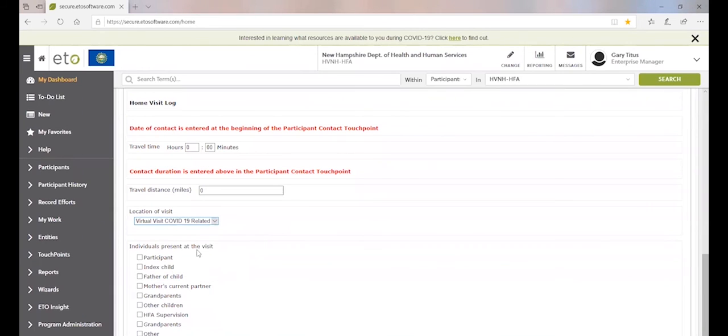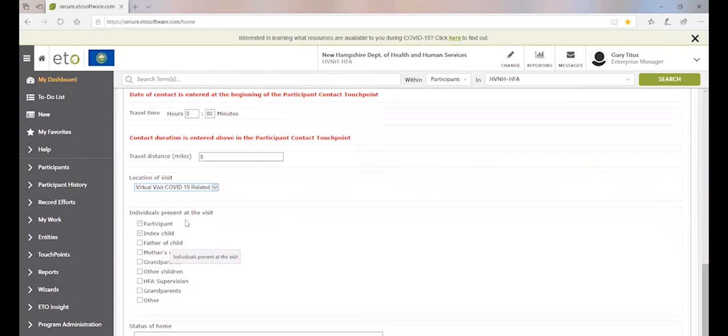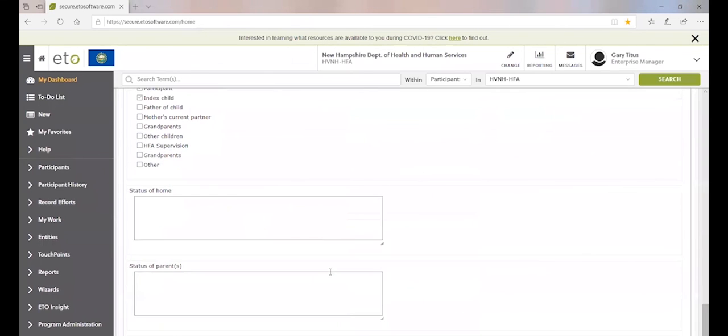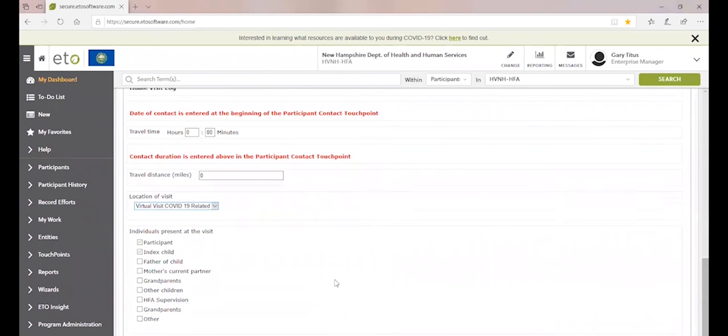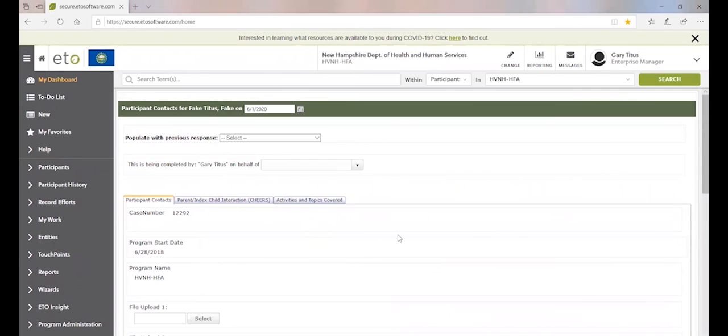And then it's a good idea to get who's involved in this visit. So you would select the participant and then find out if there's anybody else involved, like the father of the child. This is a good time to get who's going to be involved in the virtual visit. And then you'd continue on with your entering in your further information for the visit.